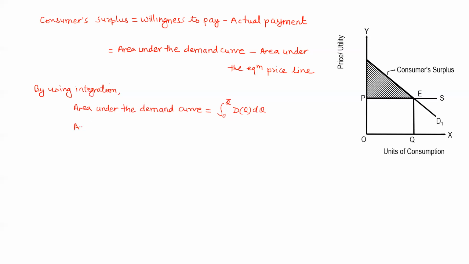Similarly, the area under the equilibrium price line is equal to the equilibrium price multiplied by the equilibrium quantity. P bar stands for equilibrium price and Q bar stands for equilibrium quantity.